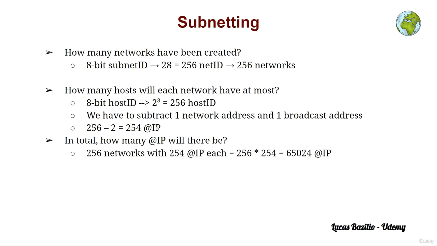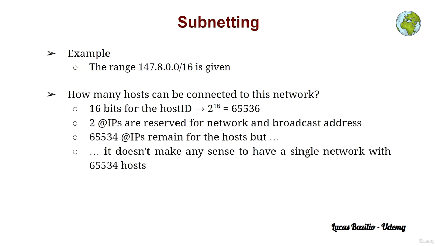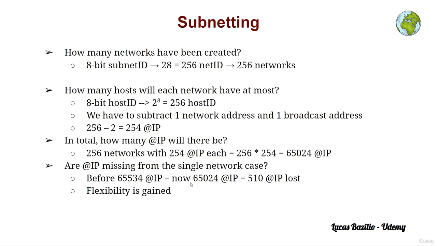The number of different IP addresses. So when we do this multiplication, we have at the end 65,024 different IP addresses. So now, are IP addresses missing from the single network case where we only have one network? Well, before we had 65,534 different addresses, right? And now we have 65,024 IP addresses. So we've lost in total 510 IPs.